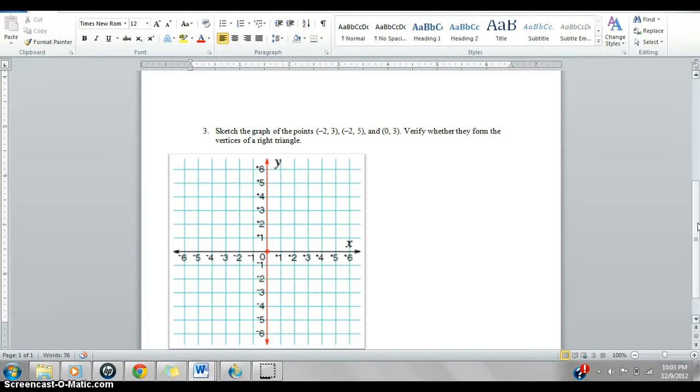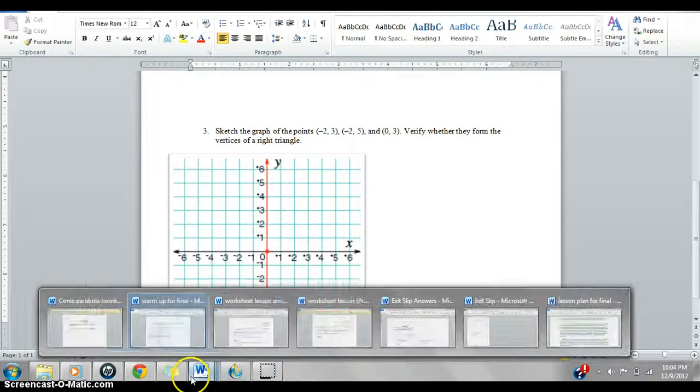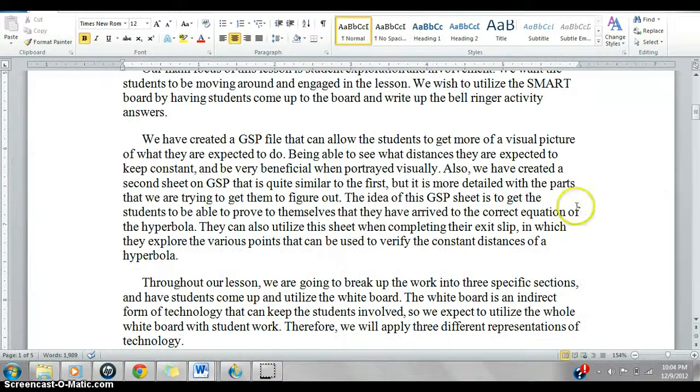And down here, problem number 3 applied both the distance formula and the Pythagorean theorem. And as you'd see, the Pythagorean theorem comes in at the very end of the long proof of the equation for the hyperbola. So we wanted to sneak this in there and give them a little bit of a heads up on it.